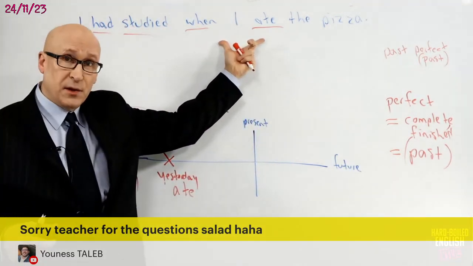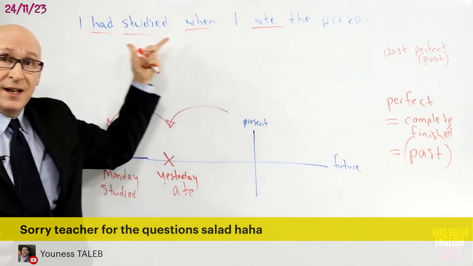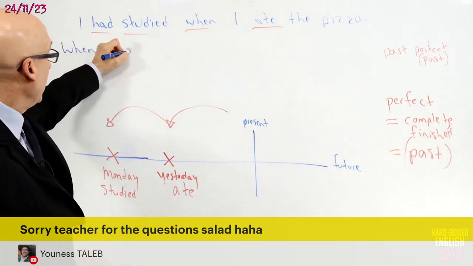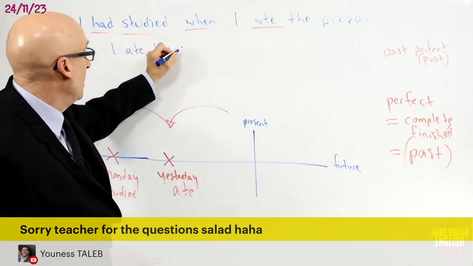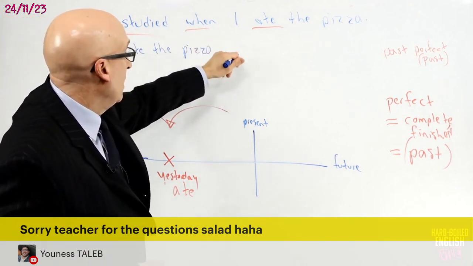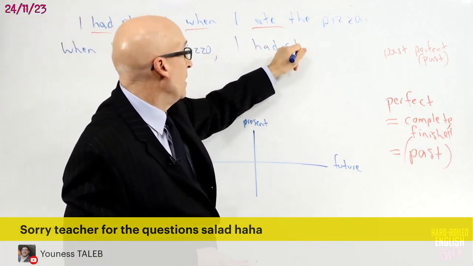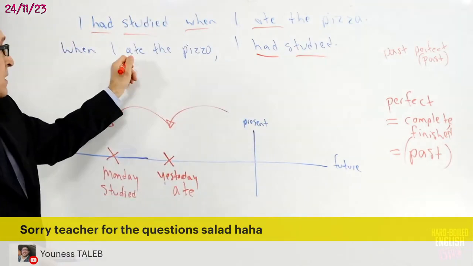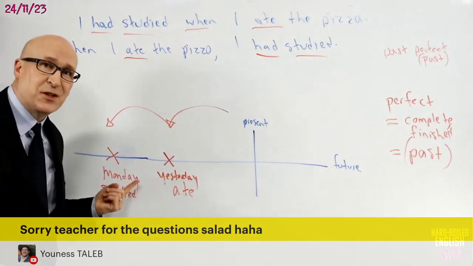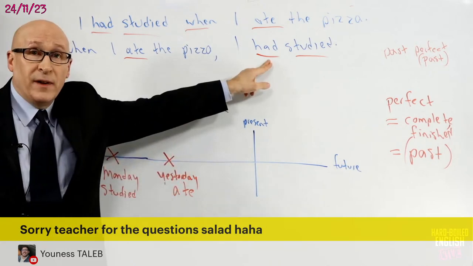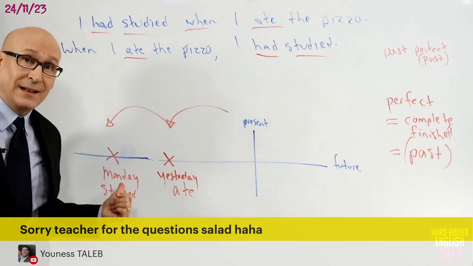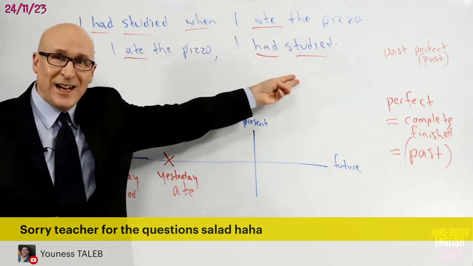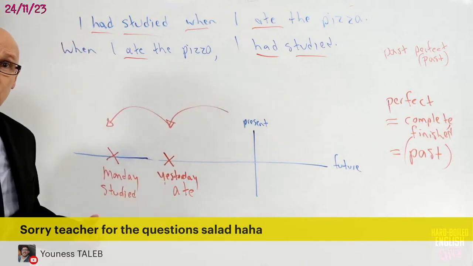And again, this clause could be the second in the sentence. It could be the first. It doesn't matter. When I ate the pizza, I had studied. Okay? Past perfect is over here now. Simple past is first. It's still describing the same sequence. The past perfect is always the one that happened in reality in our life first. It doesn't matter if it's the second in the sentence. It's still the first action that we're talking about.